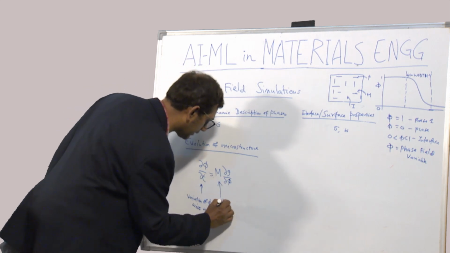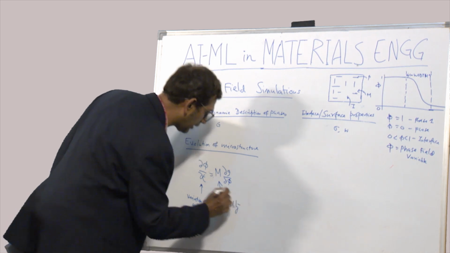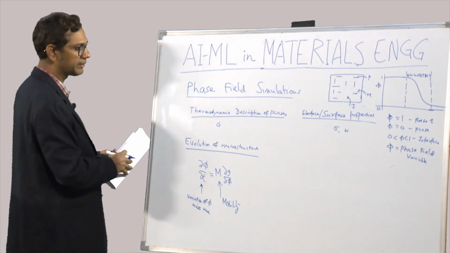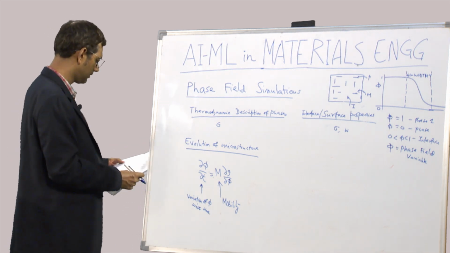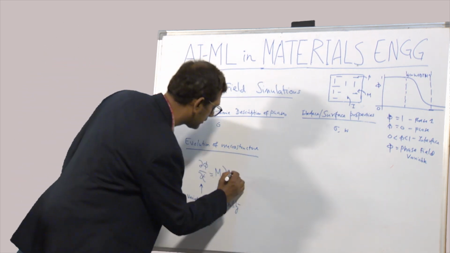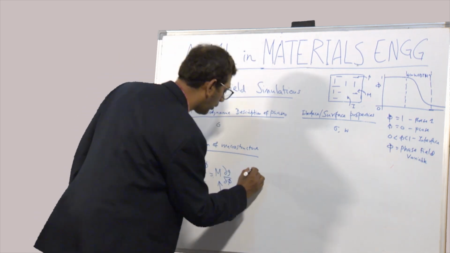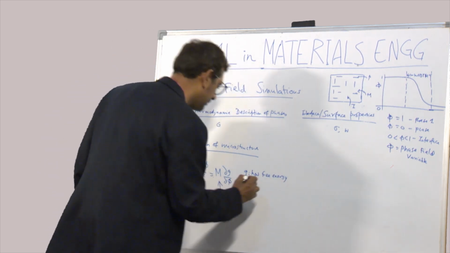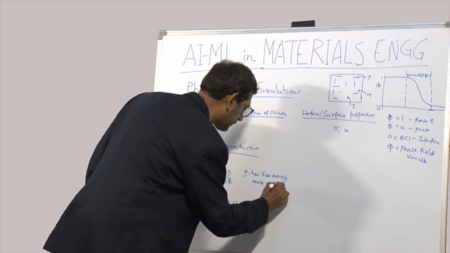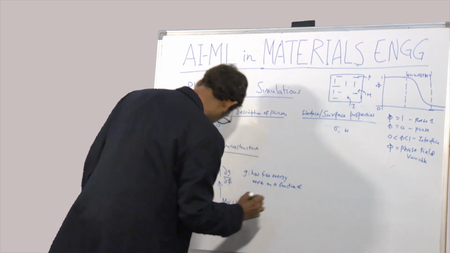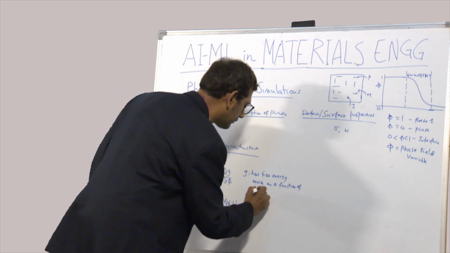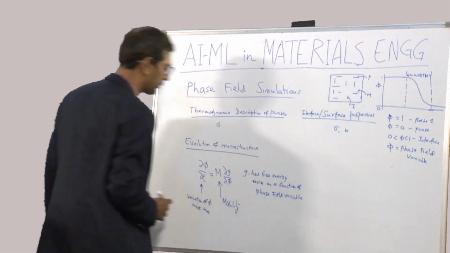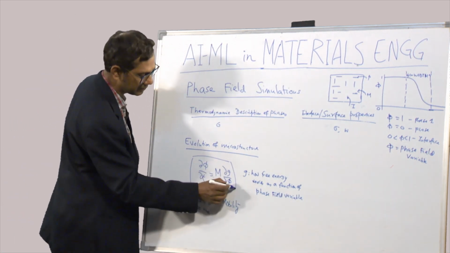This one is called mobility, related to diffusivity. This is relative diffusivity. Okay. And then what is G? G is nothing but the free energy functional. G describes how free energy will change, or free energy varies, as a function of the phase field variable, or phi. Okay. So, this is your master equation which you need to solve.